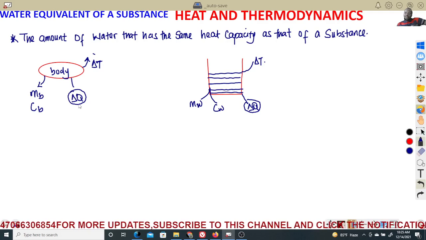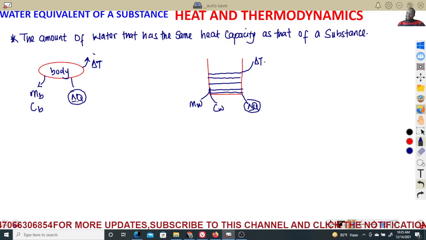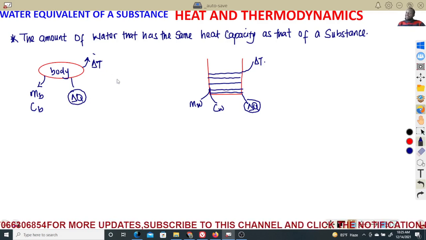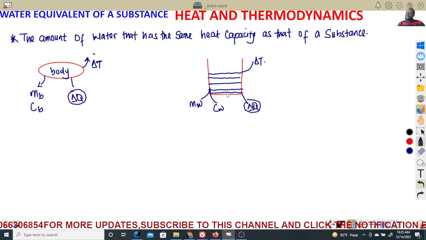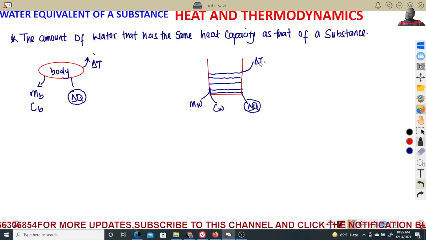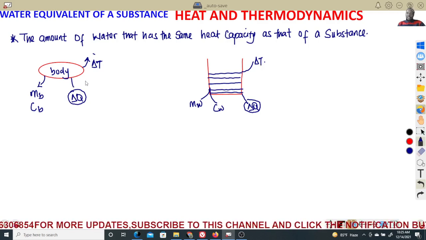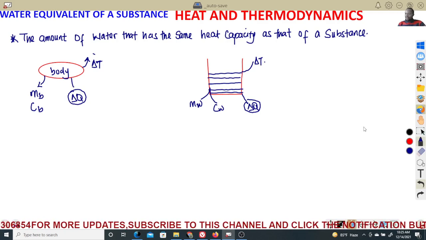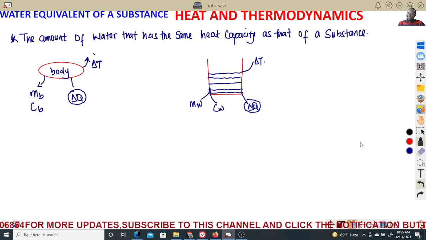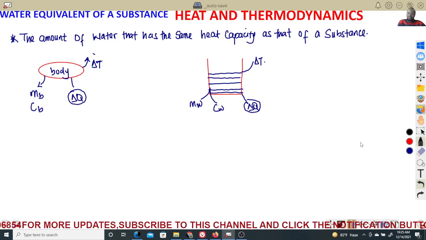So we now say, if the same quantity of heat that is supplied to the body and raises the temperature of the body by delta T is also supplied to water and also raises the temperature of the water by delta T. By symmetry, we can now say... if you don't understand any terms, I will always break it down. I am not rushing. Though I say I'll be a little bit fast, I'm trying to break everything down.